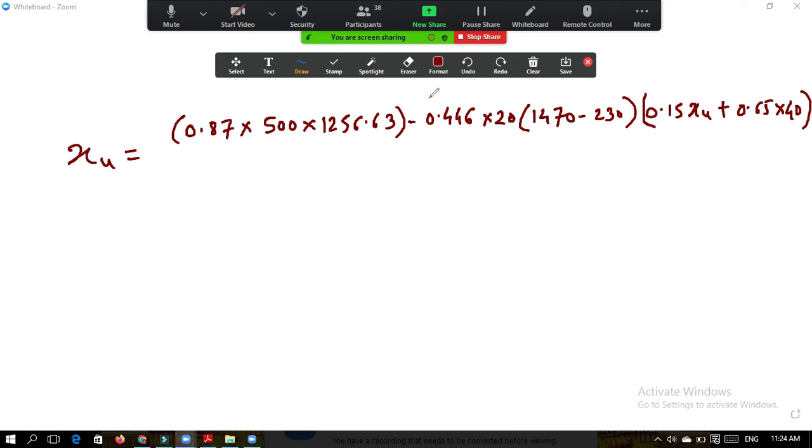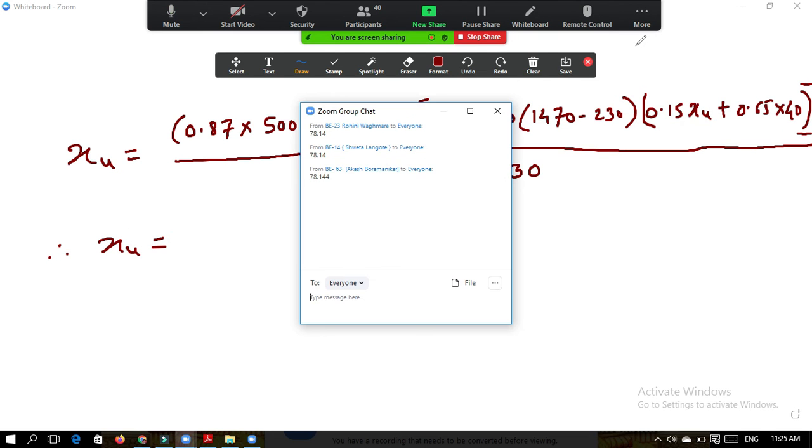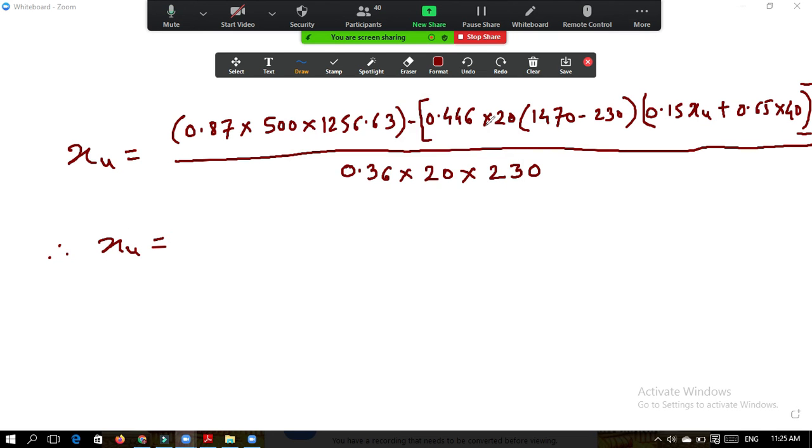Okay, and this is in one single bracket. Here the bracket will be there, and the whole divided by, at the bottom, 0.36 into FCK into Bw. So if you solve, you will get the value of Xu, and the answer is 78.14. So Xu is 78.14 mm.